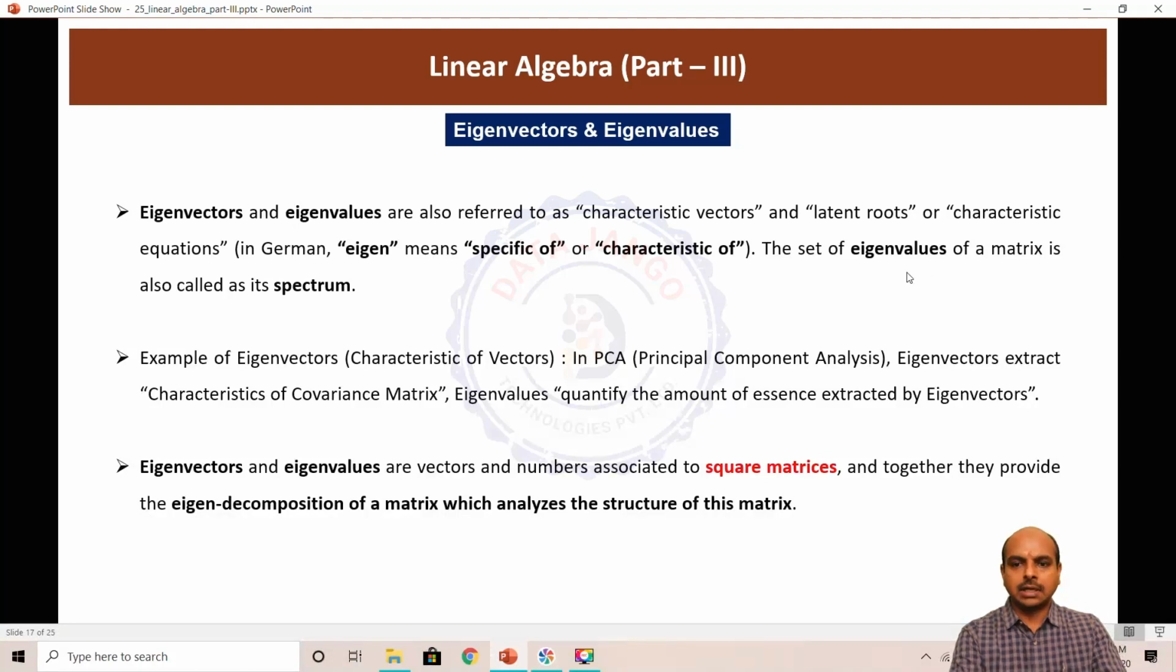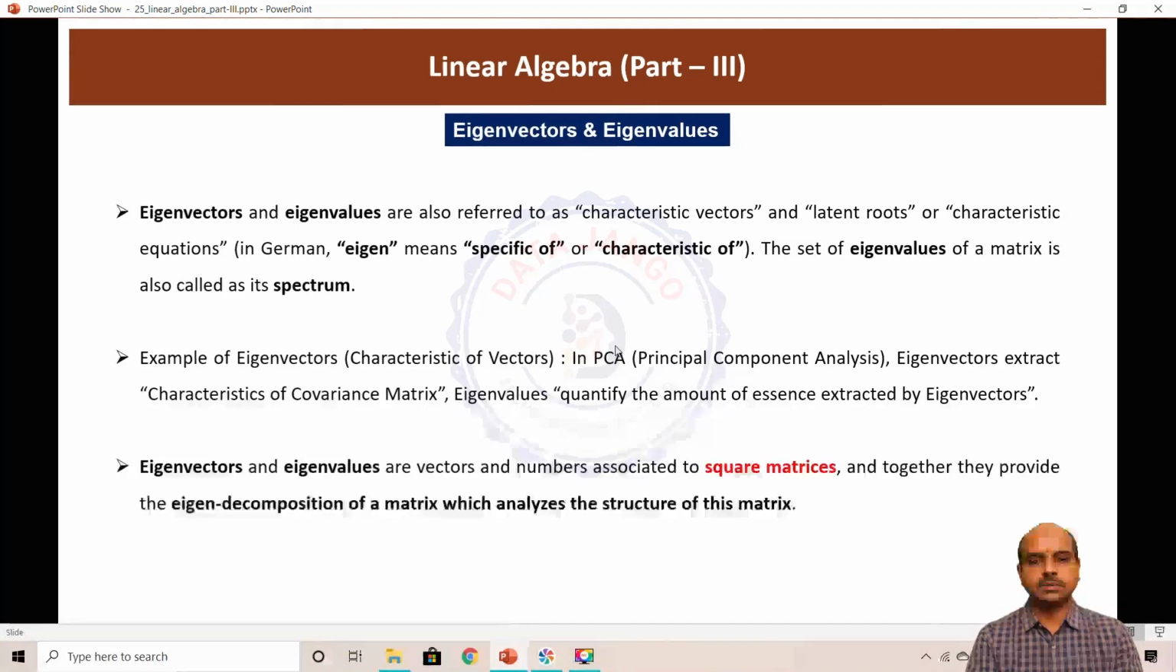Generally eigenvalues are also called the spectrum. Eigenvalues of a matrix are also called its spectrum, okay? Eigenvectors and eigenvalues are vectors and numbers associated to a square matrix. I just told you, the matrix must be an n by n matrix, a square matrix, otherwise eigenvalues, eigenvectors decomposition cannot be done. Together they provide the eigen decomposition of a matrix, which analyzes the structure of the matrix. We'll see what it is and how to do it in a moment.